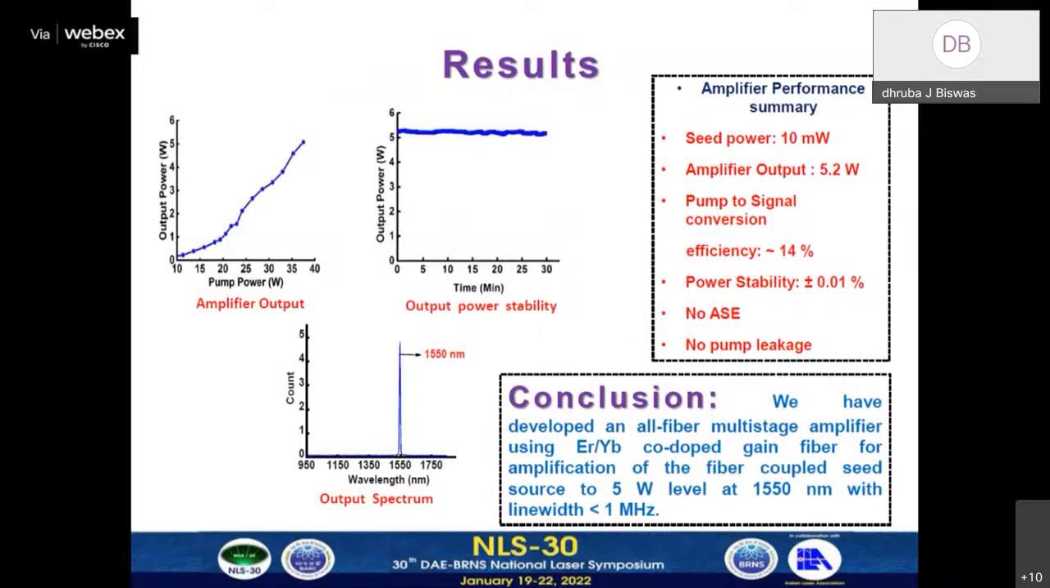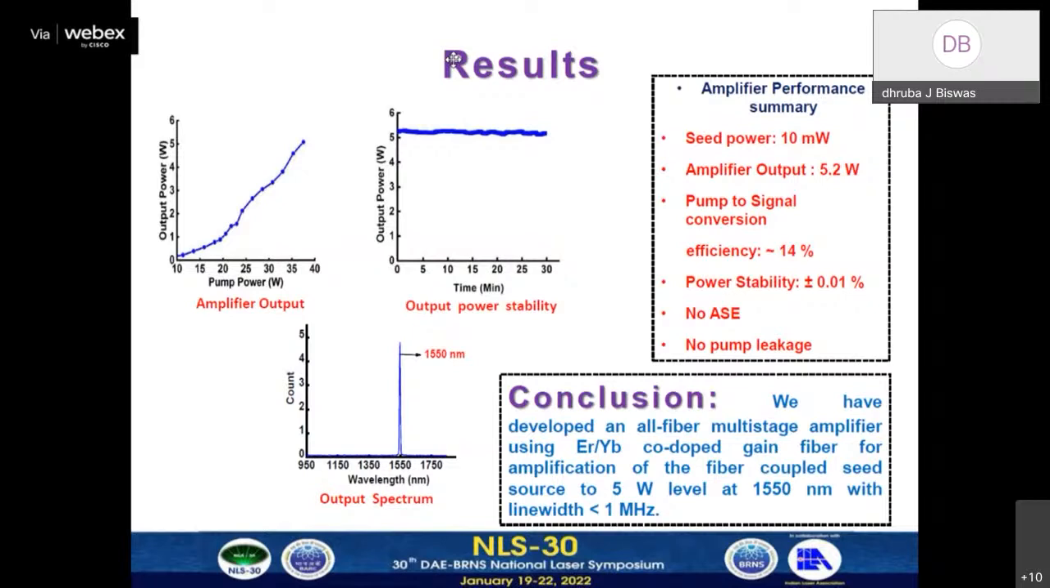Now I will summarize the results. It is clear from the first data that our output power increases as we increase the pump power, and corresponding to around 37 watt of pump power, we got around 5.2 watt output. The second data shows the output stability of the final output. The output is quite stable and fluctuations are within 0.01%. The third figure shows that our output spectrum is peaked at 1550 nanometer, and there is no contribution from the pump, which is at 976 nanometer, or from ASE.